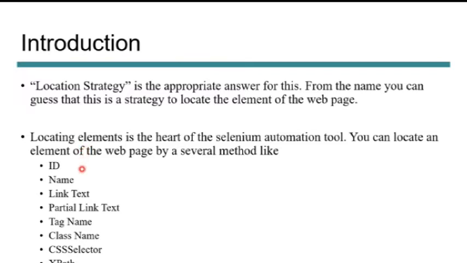You can locate elements of the web page by several methods like ID, name, link text, partial link text, tag name, class name, CSS selector, XPath, or DOM, the document object model. You can use those. So now you are clear about what location strategy is, and we have revised it. Let's go to the relative locators.